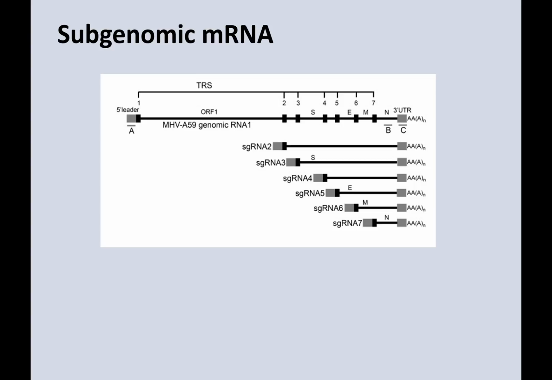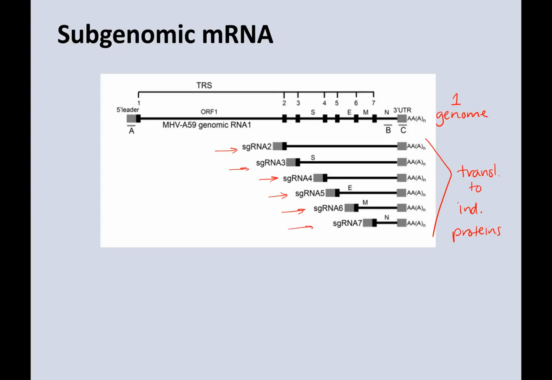Okay. Some viruses do something called making subgenomic mRNAs. Right? So if this is the genome, then they transcribe multiple different sizes of RNAs from one genome, and then these go on and get translated to individual proteins.